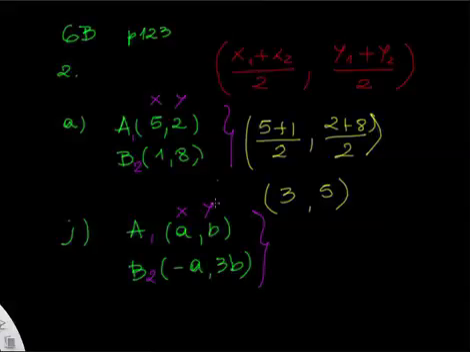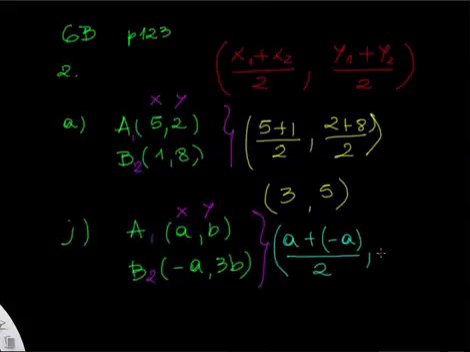My x1, that's a, plus my x2. What's my x2? Negative a. Interesting. So here I get a plus negative a over 2. That's my bracket for the x coordinate. Now the y coordinate, we're going to do y1, that's b, plus my y2, that is 3b, over 2.